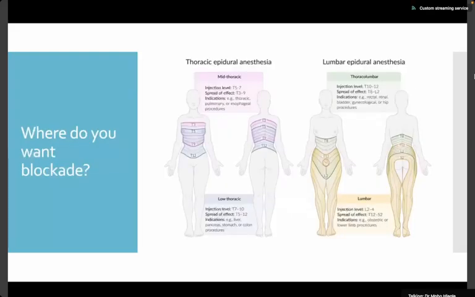Okay, so I decided to share this slide. It's from the previous presentation that I did. It's still relevant to this one.